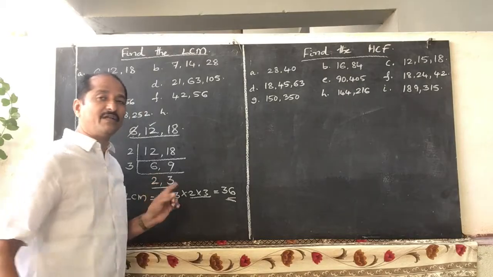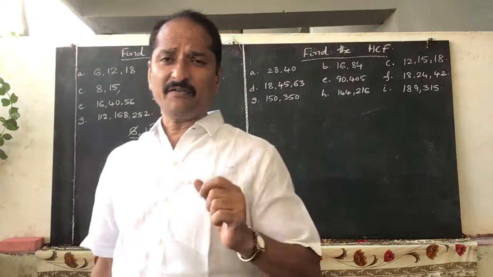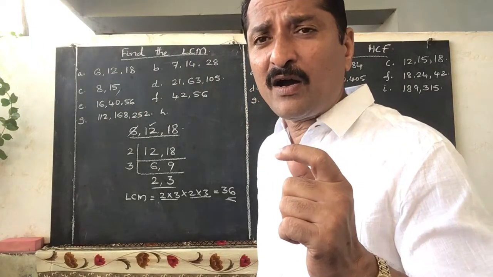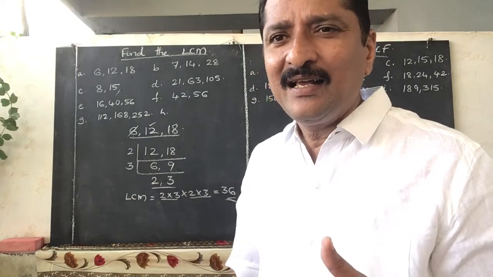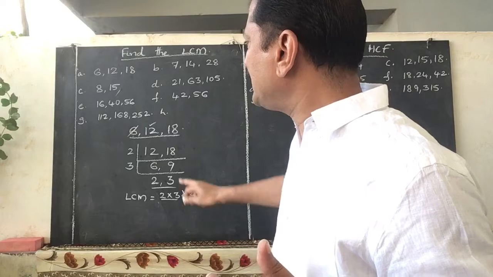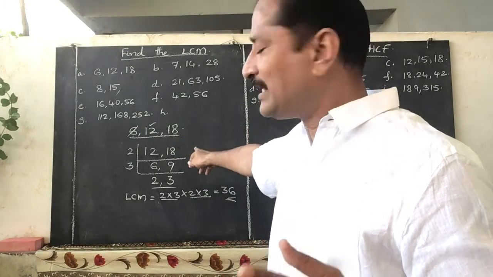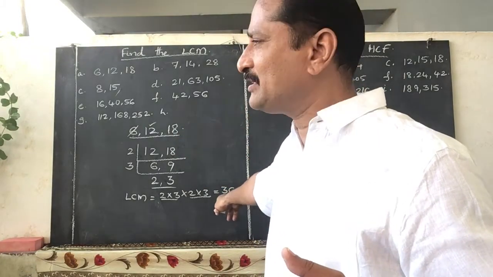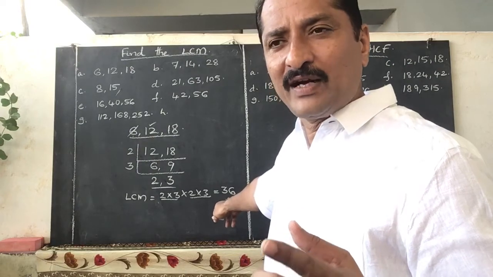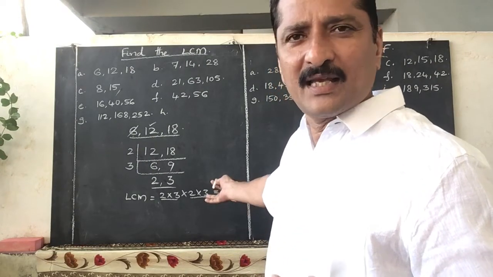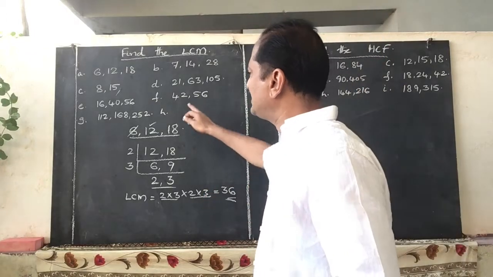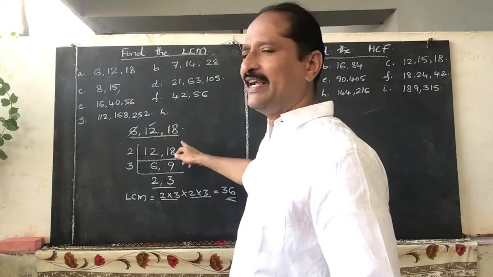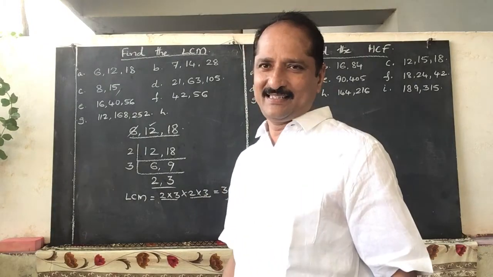Now observe carefully what I am telling. The LCM of two or more numbers will be more than the greatest number. The greatest number here is 18, and the LCM here is 36. So what can you say? Yes, our answer is correct. So the LCM of 6, 12 and 18 is 36.